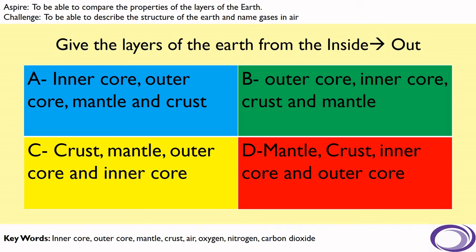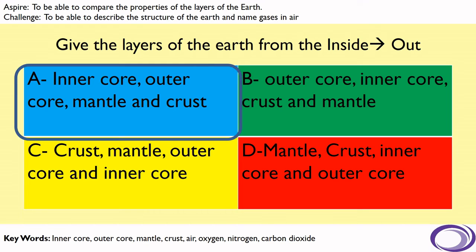So your option is A, inner core, outer core, mantle and crust. B, outer core, inner core, crust and mantle. C, crust, mantle, outer core and inner core. Or D, mantle, crust, inner core and outer core. And the answer is A, inner core, outer core, mantle and crust.